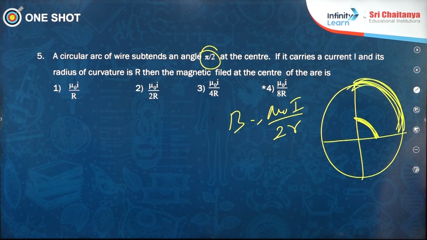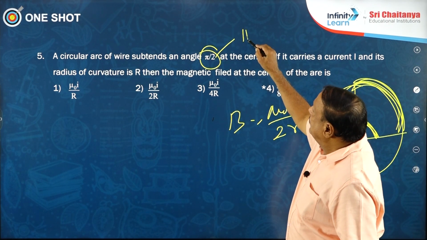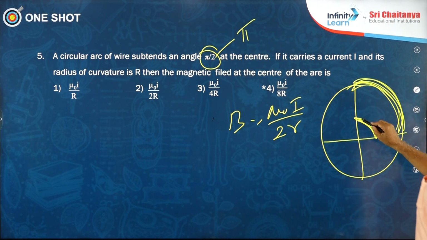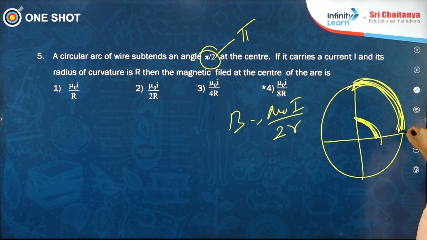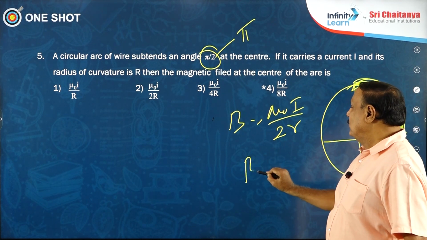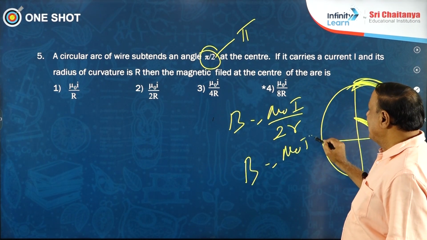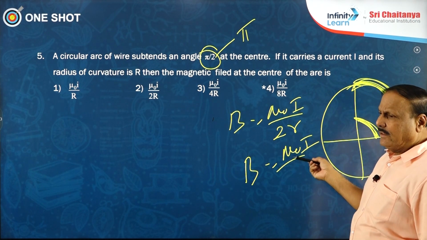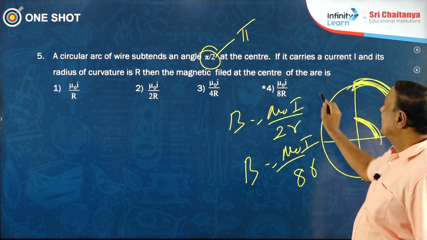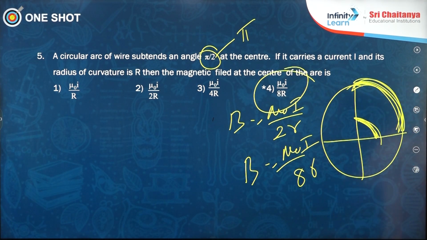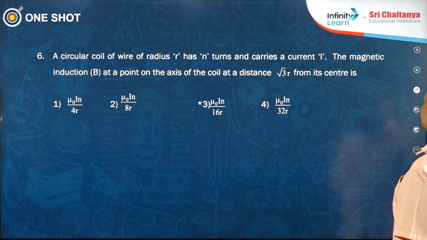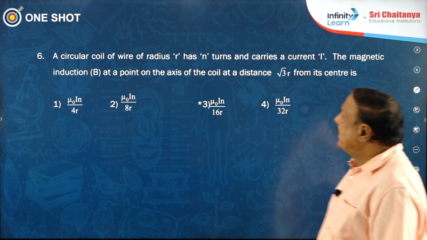Semicircle means it will be 180 degrees, a pi. If this is pi, it is a semicircle, because this is pi by 2, 90 degrees. So, 1/4 of the circle. So the answer given is right: mu naught I by, already 2 r is there, 1/4, so 8 r. This is the right answer. Okay, then next look here.